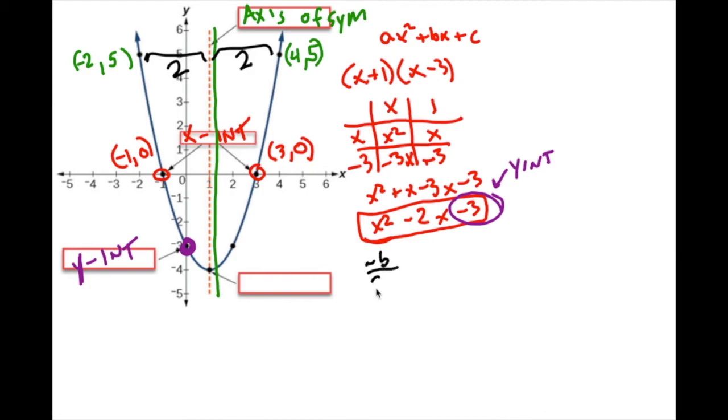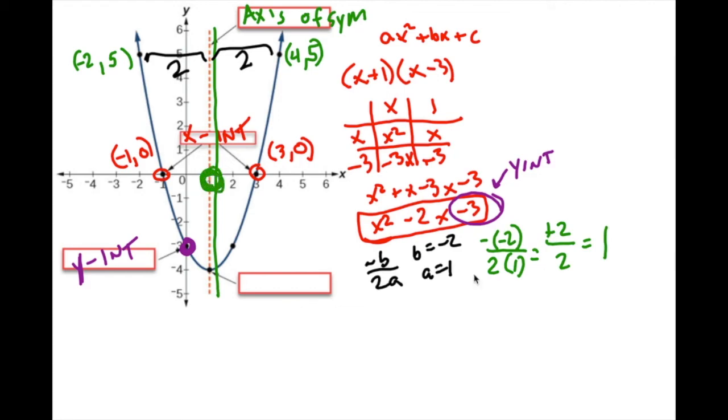-b over 2a. So our b equals -2. Our a equals 1. So -b over 2a is -(-2) over 2 times 1. This is going to give us +2 over 2. 2 over 2 is 1. And look at that. It matches this. So our equation here is x equals 1. This is our axis of symmetry. It is a vertical line that passes through x equals 1.